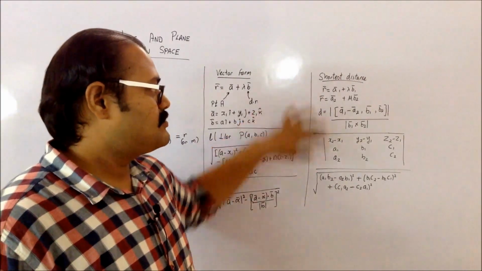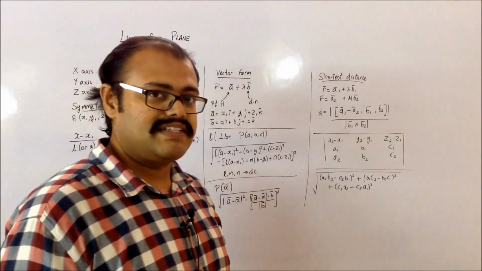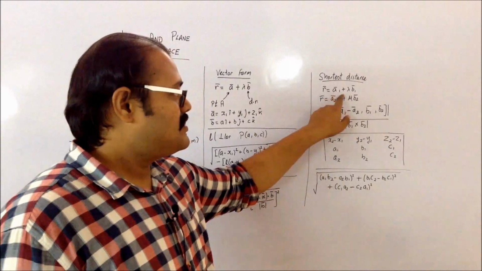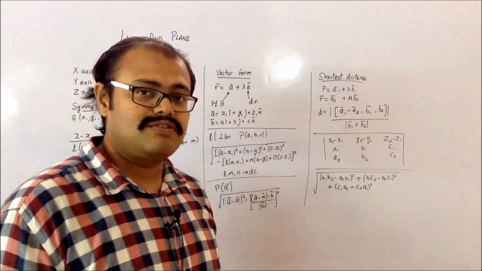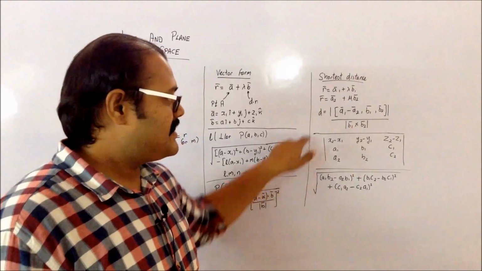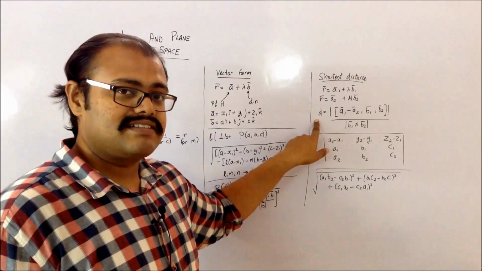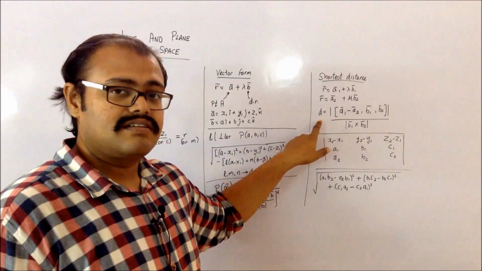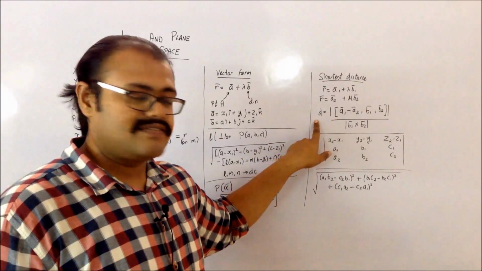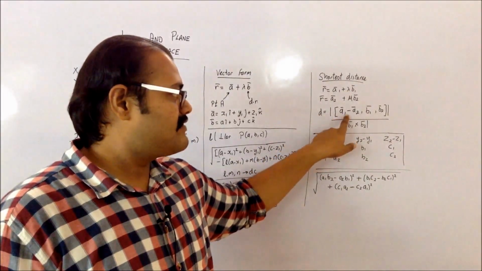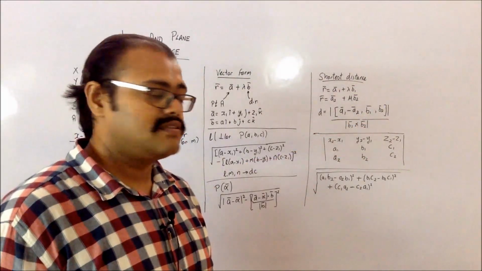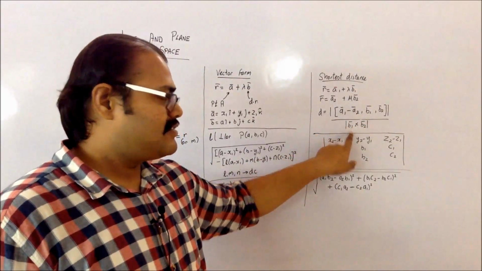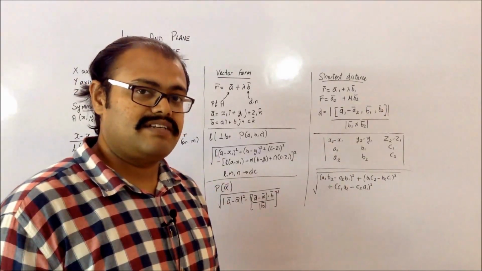If I have two lines given to me, r bar equal to a1 plus lambda b1, and the second line given by a2 plus lambda b2, then the distance between the two lines is given by the box product of a1 minus a2, comma b1, comma b2, divided by the magnitude of the cross product of b1 and b2.